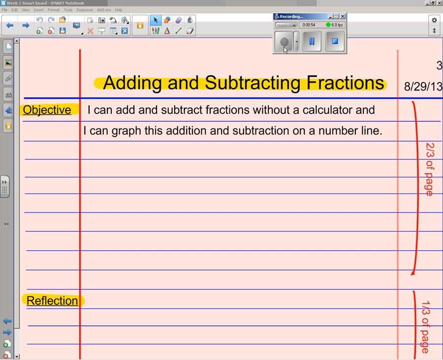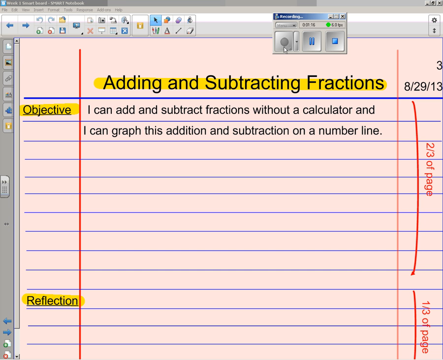If you did not set up this page in class today, this is going to be page number 3. Make sure you put the date, August 29th, 2013. And as always, your page number and your date need to go on the outside corner. Do not put it right by the spirals, put it on the outside corner. So our title is Adding and Subtracting Fractions.